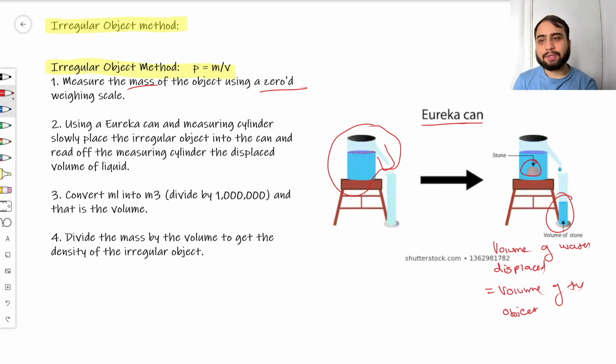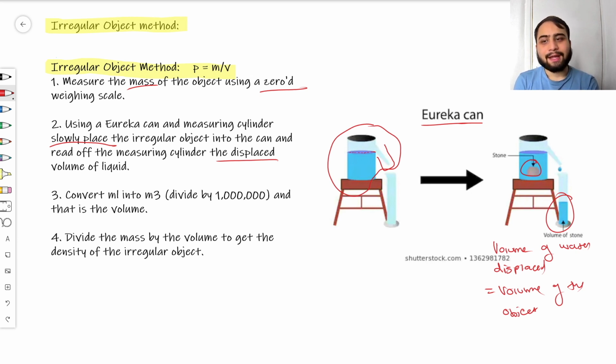So number 2 is using a Eureka can and a measuring cylinder, slowly place the irregular object. That is very key, because if you just chuck it in there, some of the water might splash right out of the can and it would sort of defeat the whole purpose of getting the volume. So we slowly place the irregular object into the can, and then we read off the measuring cylinder the volume of the displaced liquid.